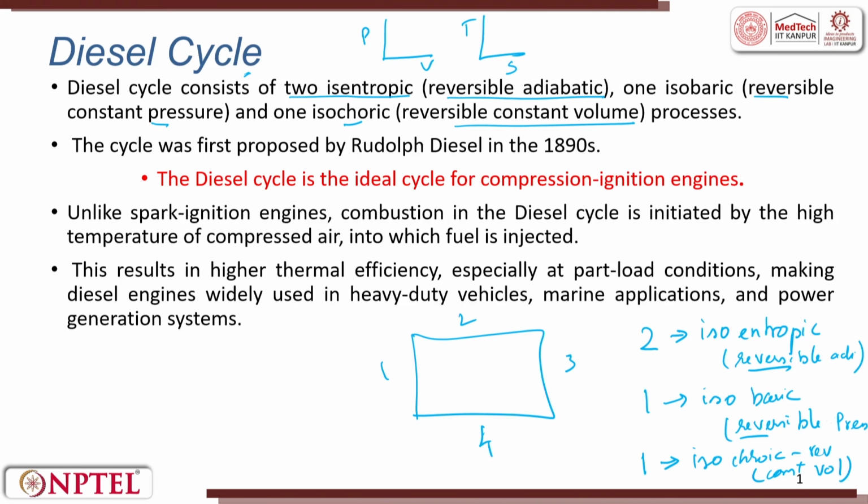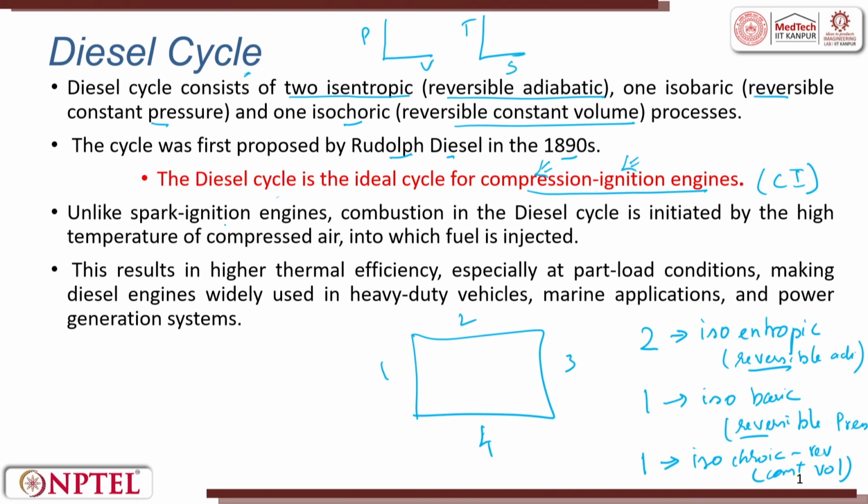The cycle was proposed first by Rudolf Diesel in 1890. So, he proposed a cycle, then subsequently a lot of technologies were developed and then these two got merged. The diesel cycle is the ideal cycle for compression ignition engine. We call it as CI. Petrol is called as SI, spark ignition. This is compression ignition. So, it clearly says compression, compress and then it ignites.